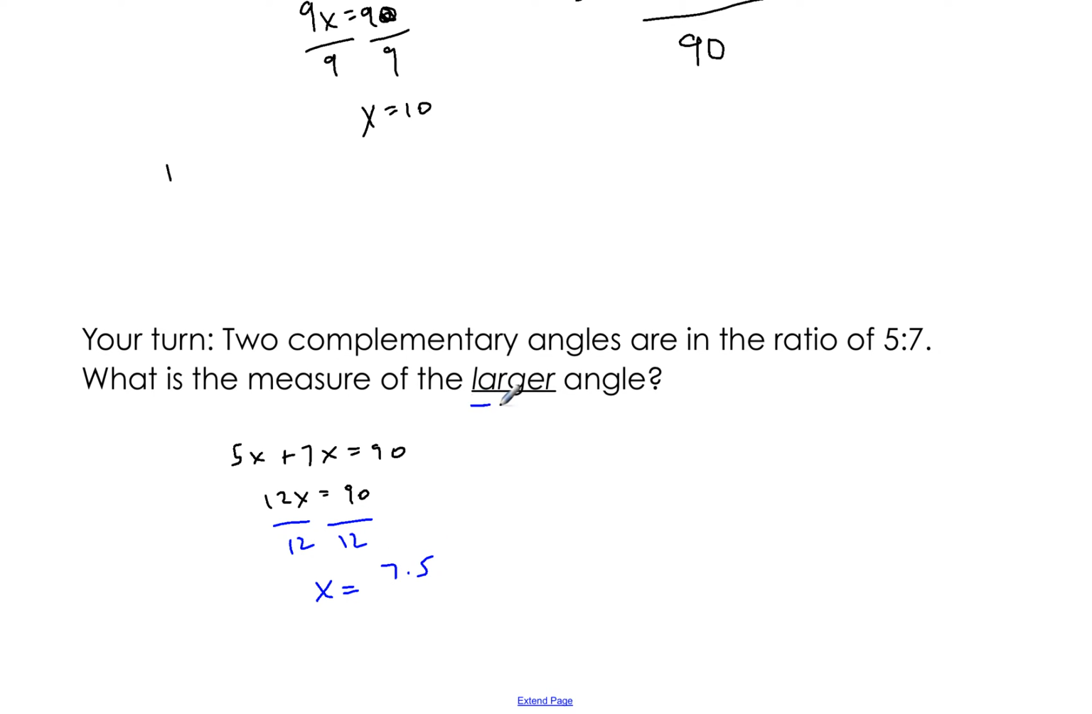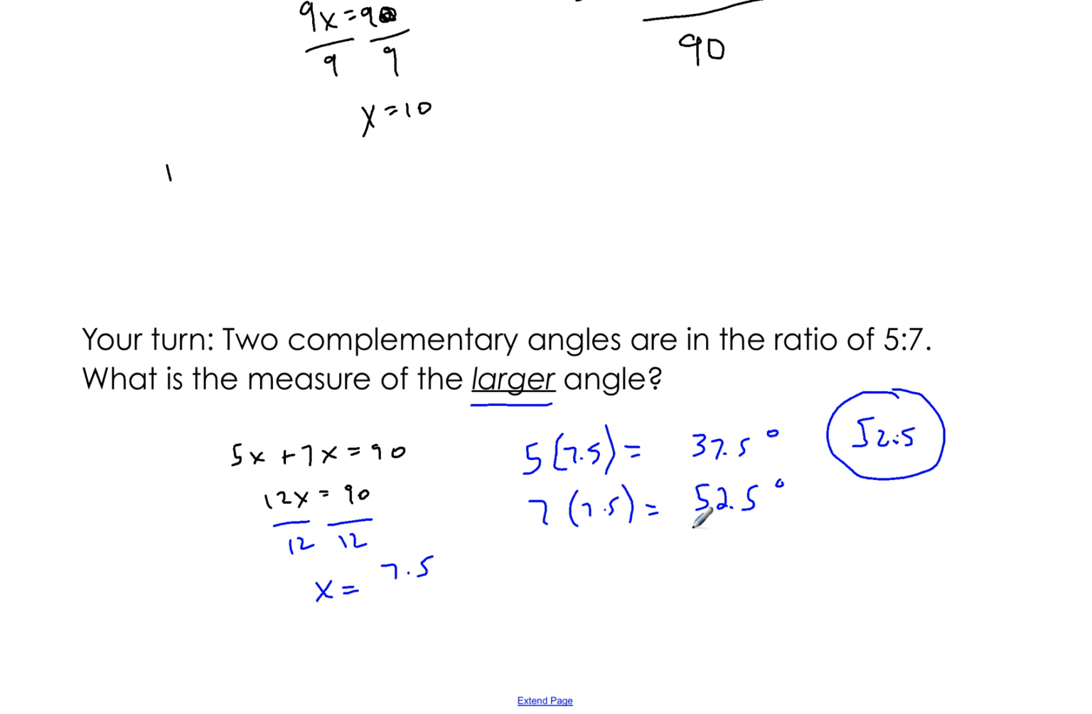Okay, so we're being asked to find the larger angle. So let's see. 5 times 7.5 is 37.5, so this is 37.5 degrees. And 7 times 7.5, if you use your calculator, is 52.5 degrees. So clearly 52.5 is the larger of the two angles. But before we move on to the next problem, we want to make sure that the sum of these two angles is indeed 90 degrees. And it turns out that it is.